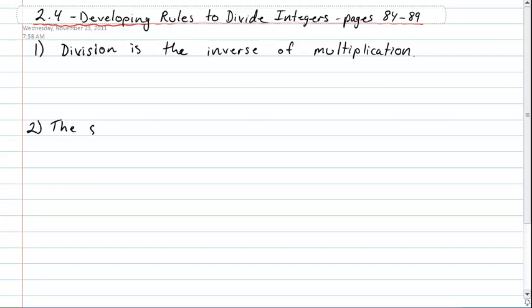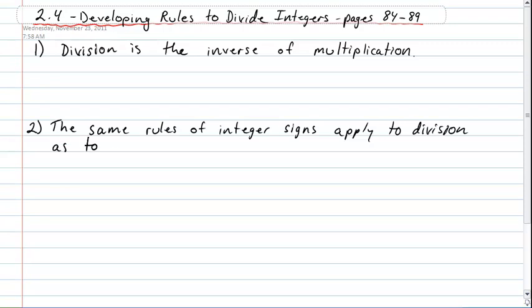We'll say the same rules of integer signs apply to division as to multiplication. Alright, and we'll talk a bit about that. Let's go up here to division being the inverse of multiplication.